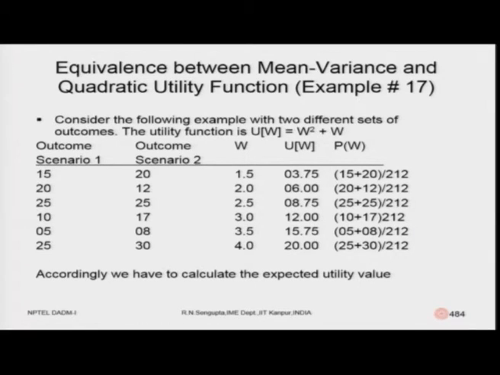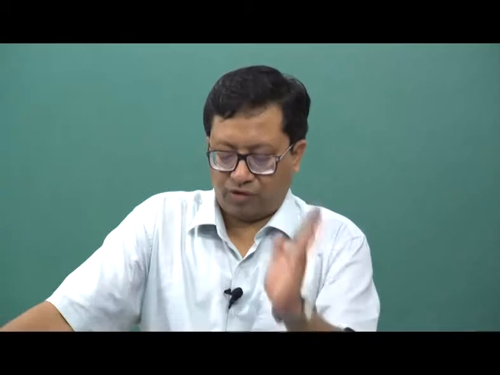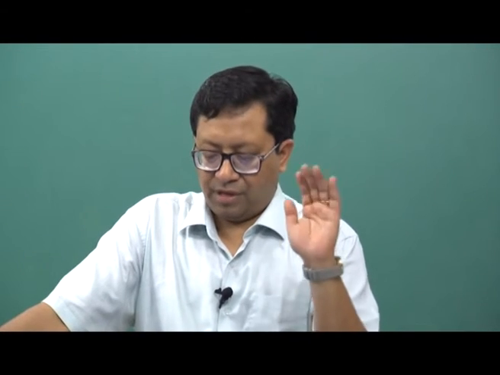The utility function is given by a quadratic utility function, w squared plus w. I am just taking an arbitrary value and considering there are two scenarios, scenario 1 and scenario 2, or two different tournaments or two different ranking systems, whatever it is. The outcomes of the scenarios for the first one are given in the first column: 15, 20, 25, 10, 5 and 25, and outcomes for scenario 2 are given by 20, 12, 25, 17, 8 and 30.